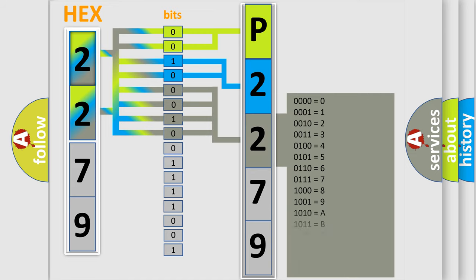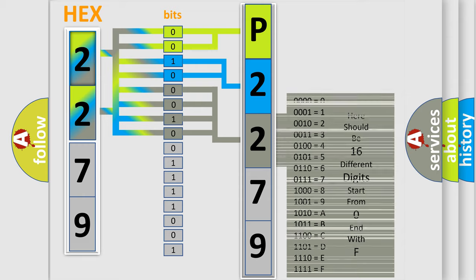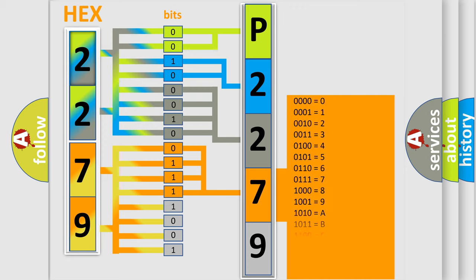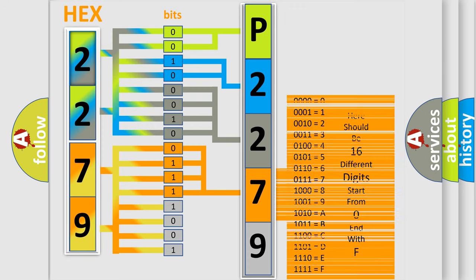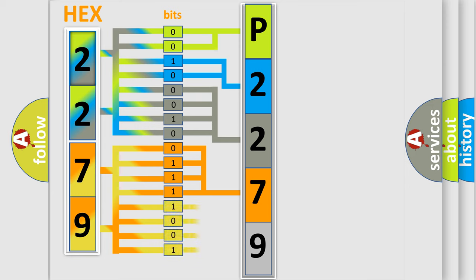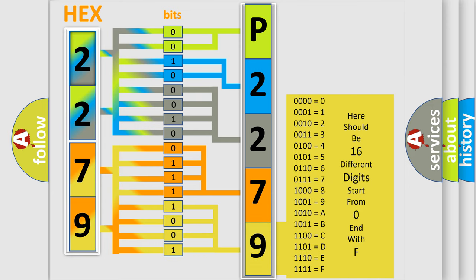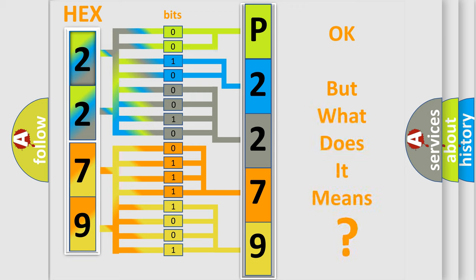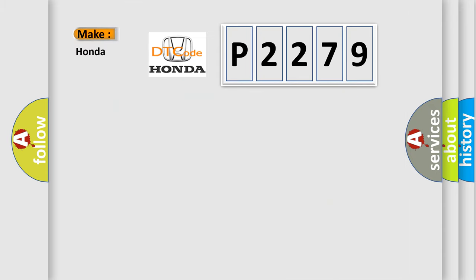The second byte is composed of a combination of 8 bits. The first 4 bits determine the fourth character of the code, and the combination of the last 4 bits defines the fifth character. A single byte conceals 256 possible combinations. We now know in what way the diagnostic tool translates the received information into a more comprehensible format. The number itself does not make sense to us if we cannot assign information to what it actually expresses. So, what does the diagnostic trouble code P2279 mean specifically for Honda car manufacturers?